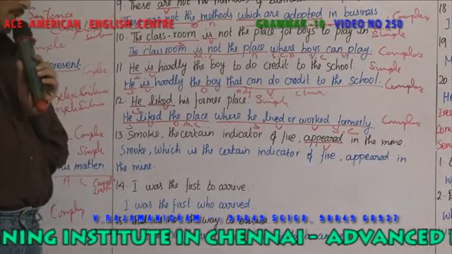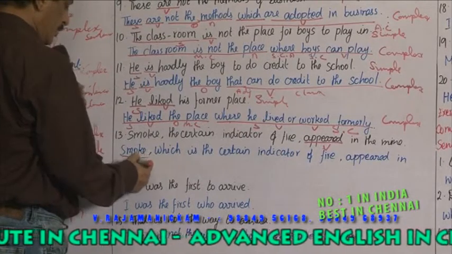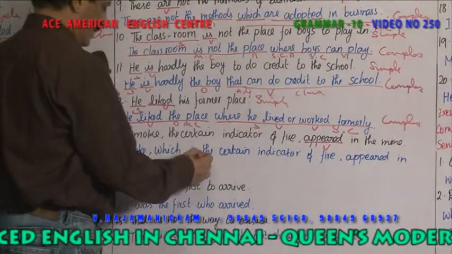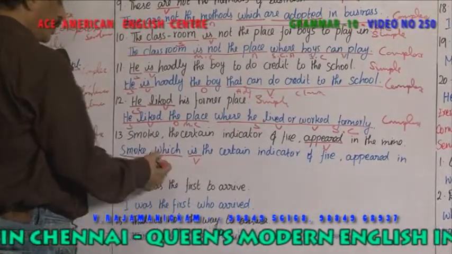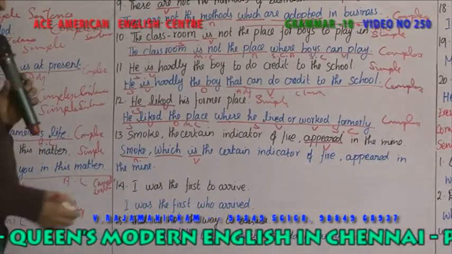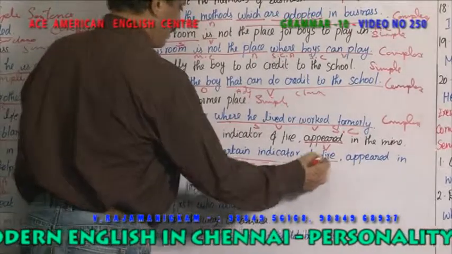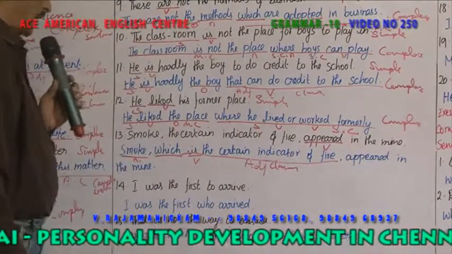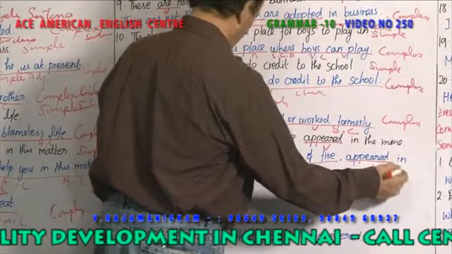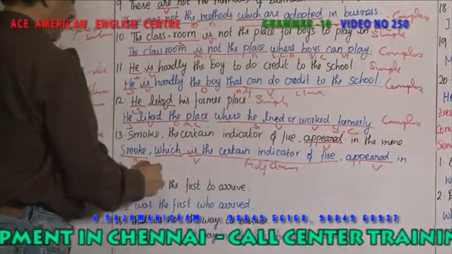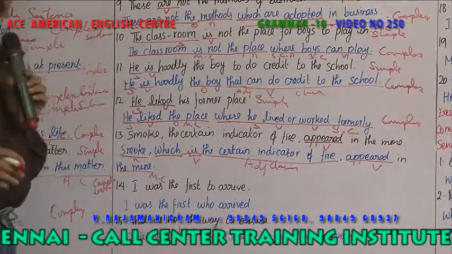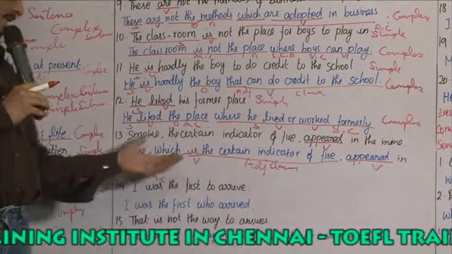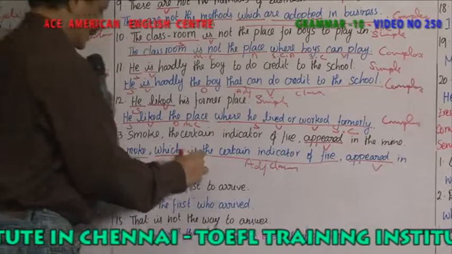So how do you change it into two verbs? Smoke is a noun. You are describing the smoke, which is the certain indicator of fire. Is this a verb? So this which stands for smoke. Smoke, comma, which is the certain indicator of fire. This becomes an adjective clause because it describes the smoke. Appeared in the mine. Appeared is the verb. Smoke appeared in the mine. It is the main clause. This smoke is described in between the sentence, which is the certain indicator of fire. So this becomes a complex sentence.